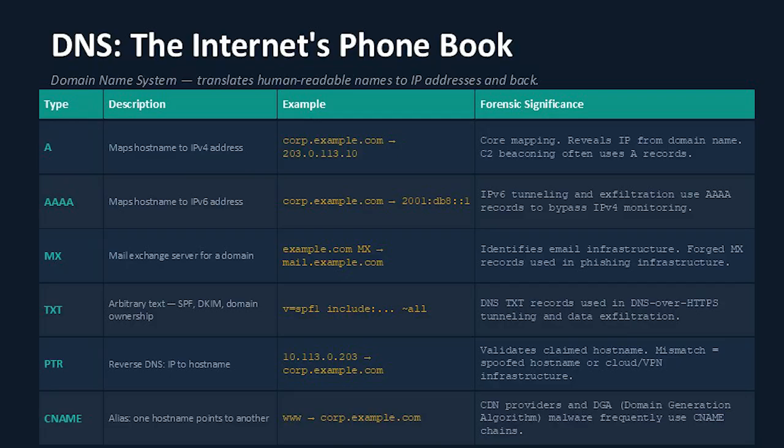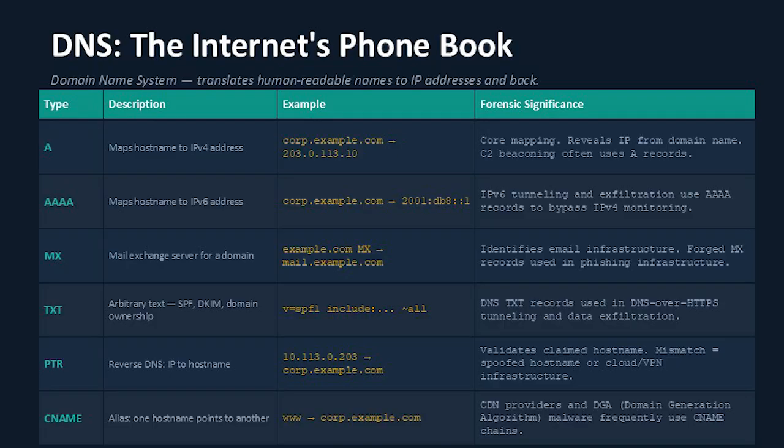And then the last one is CNAMEs, and these are aliases. So this is how you can go from, say, mail.example.com to get directed to some other domain .example.com. Or in this particular example that it has here, you can go from www to corp.example.com. So it's just a way of aliasing from one domain name or one subdomain to another subdomain or another domain.